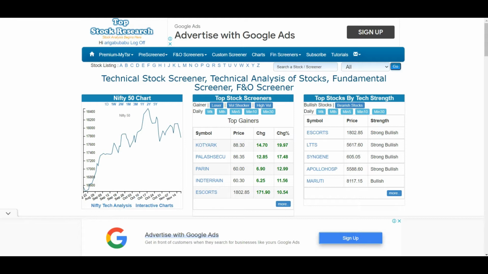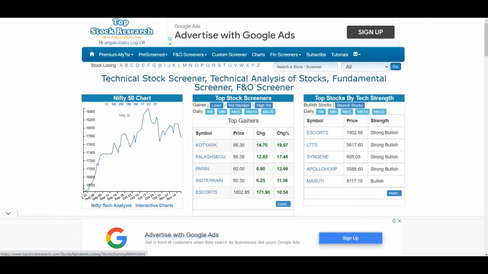I use the premium version. You need a premium version to screen all stocks. It will cost around 1,000 to 2,000 a year, I think, so it's very less. You can take that membership, or you can use other screening platforms which you are already using. I am not promoting anything here. I use it, so I am mentioning it.